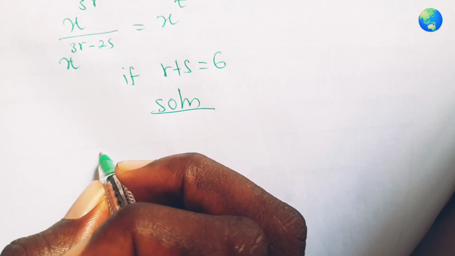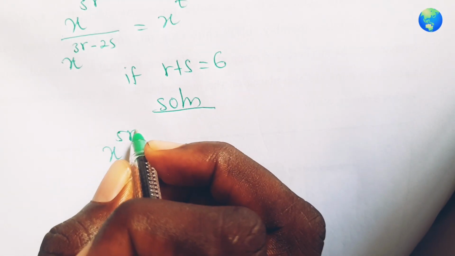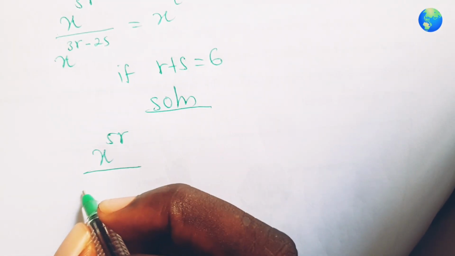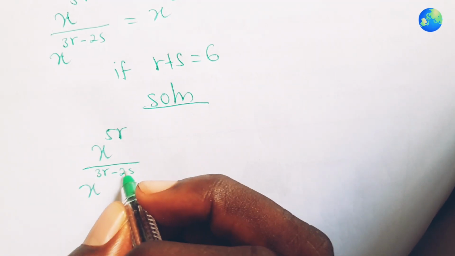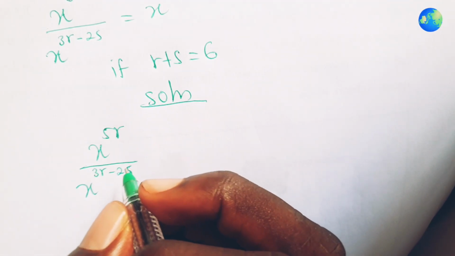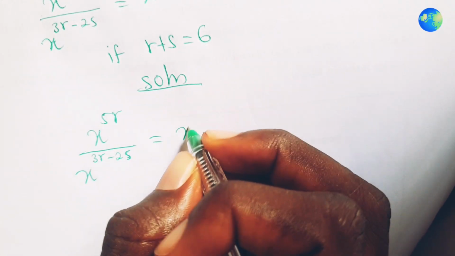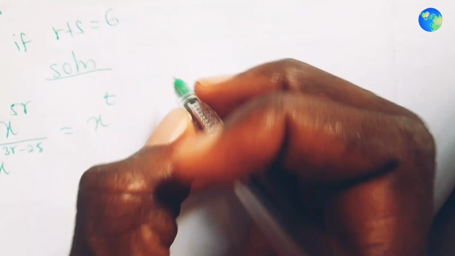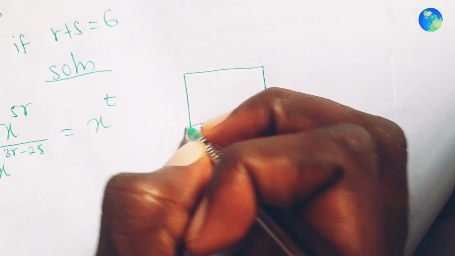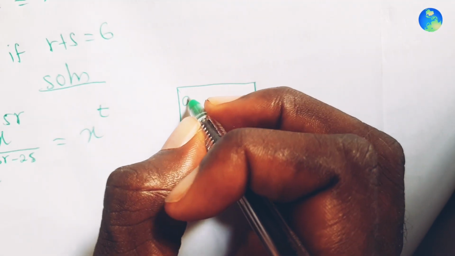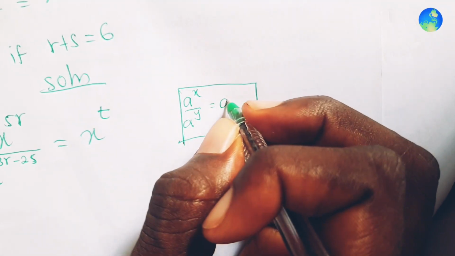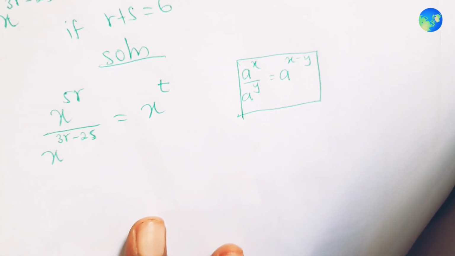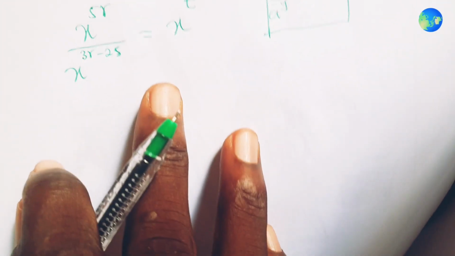This is x power 5r over x power 3r minus 2s. This is not 25 but 2s. Pardon my s, that looks like 5. This is equal to x power t. From the law of indices, recall that whenever you have something like a power x over a power y, it is equal to a power x minus y, right? So I'll be using the same rule here. I'll apply it here now.